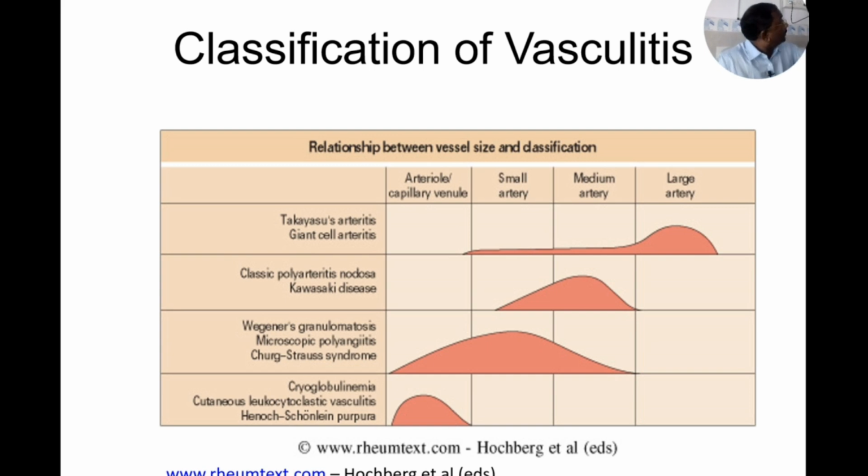See, the first time, if you see the upper one, that is Takayasu arteritis and giant cell arteritis, which mostly involve the large vessels. In the medium vessels, there are polyarteritis nodosa and Kawasaki disease. And in the small vessels, you will have Wegener's granulomatosis with C-ANCA positivity. So you can also remember them as the ANCA vasculitides: microscopic polyangiitis and Churg-Strauss syndrome. And cryoglobulinemia, cutaneous leukocytoclastic vasculitis or HSP, where the arterioles, capillaries or venules will also be involved here.